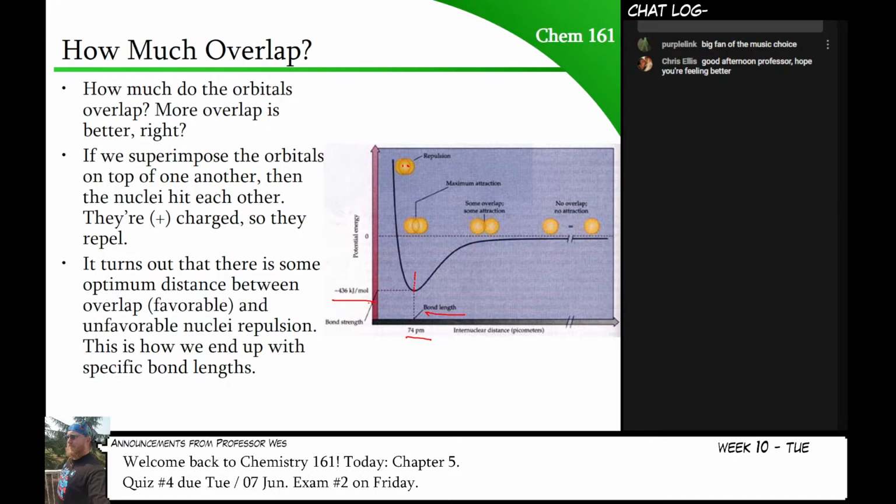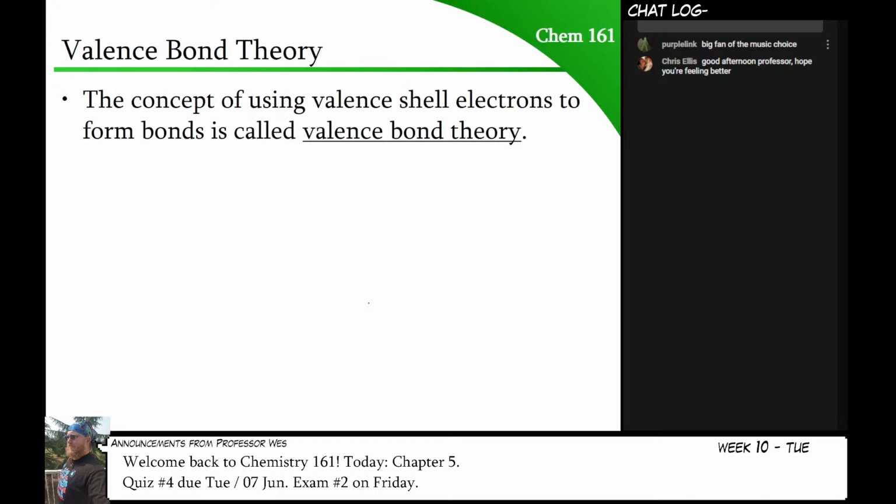Now, the difference in electronegativity also matters. So if I have two atoms that have very similar electronegativities, then those atoms are going to buddy-buddy real good. So a carbon-carbon bond, very strong. Carbon-hydrogen bonds are quite strong. Other bonds depend.